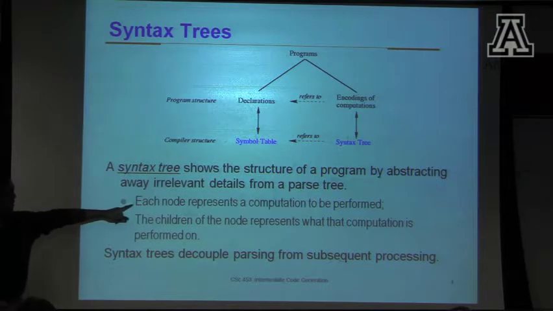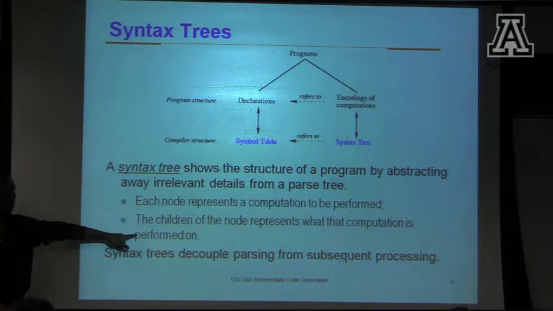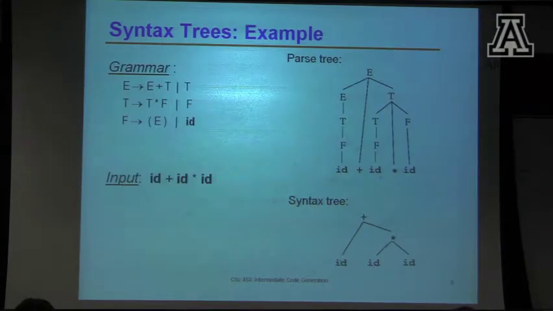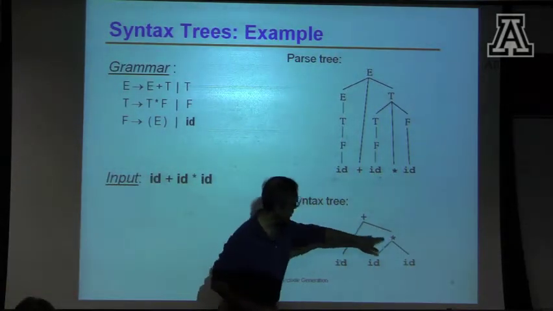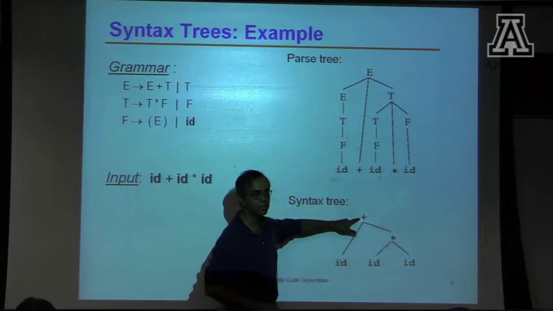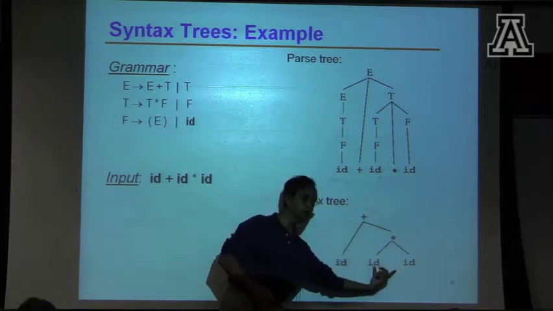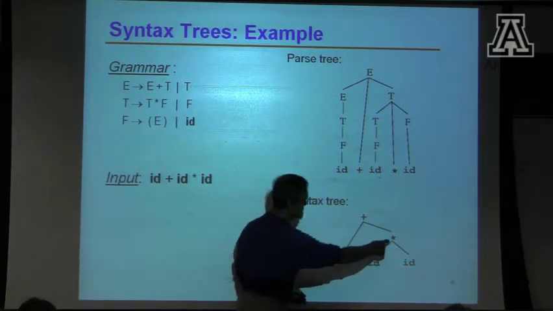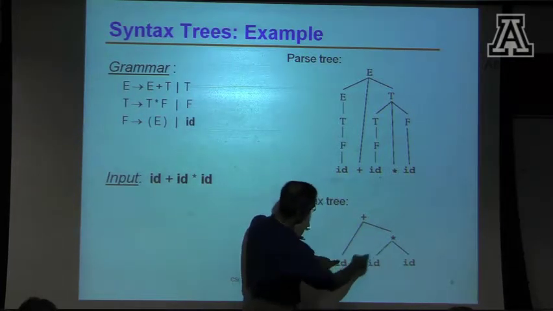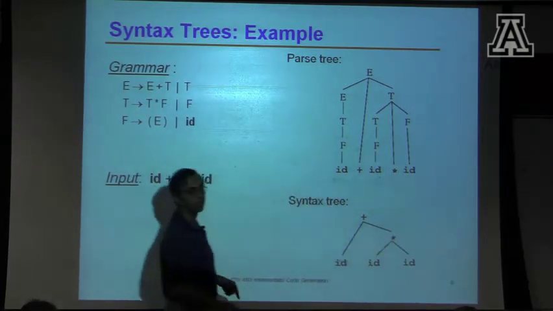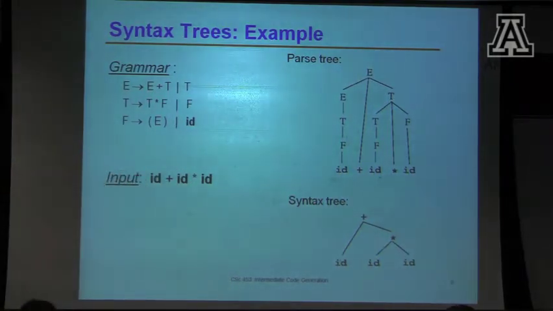Each node represents a computation, a multiplication operation, an addition operation. The children represent what that computation is performed on. So this multiplication is applied to these two. This addition is applied to this one and the result of this multiplication.